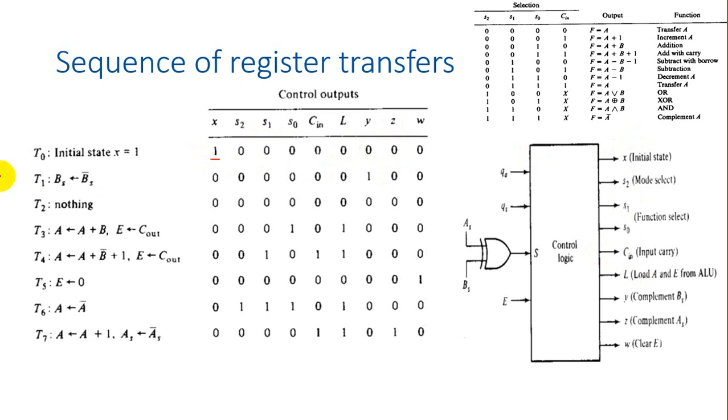At T1, look at over here. At T1, what you do? At T1, you change or complement the sign of B. So at T1, how do you complement the sign of B? Look at over here. The signal Y. If you can generate the signal Y, that will complement B's sign. So the signal Y is 1 to perform that operation. All of the other control output signals will be 0.